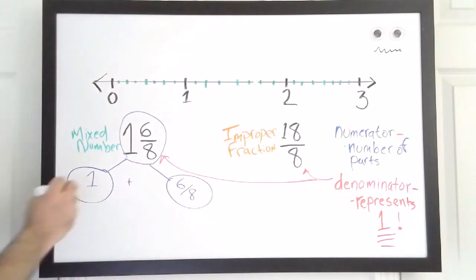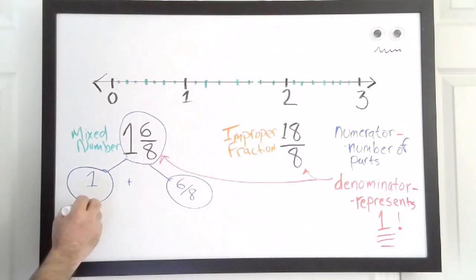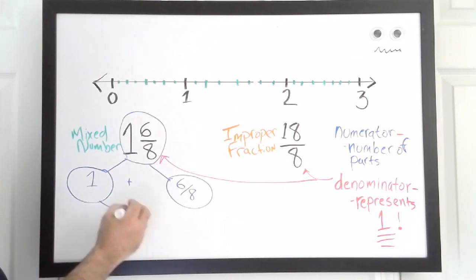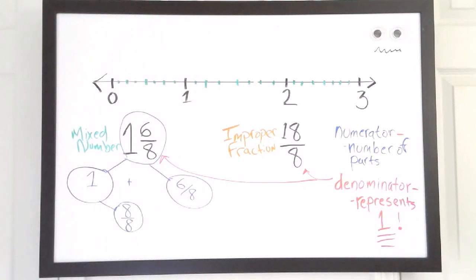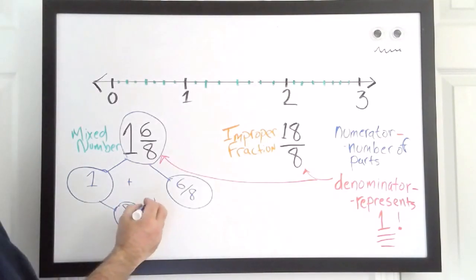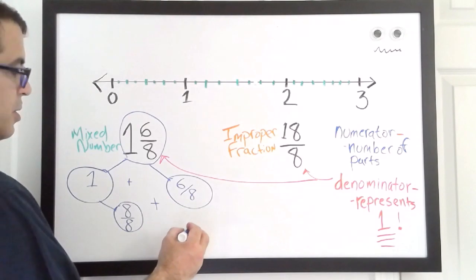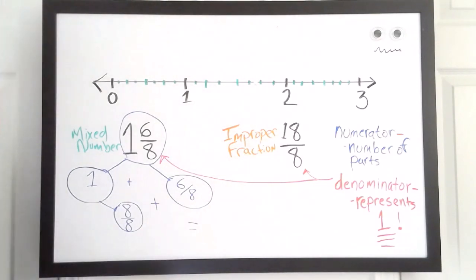Next, let's break this 1 apart. What does that really equal? Well, that equals 8 over 8. Remember? All the parts over all the parts. That's 1 whole number. Now, we can take these two and combine them, and we end up with something called an improper fraction over here.